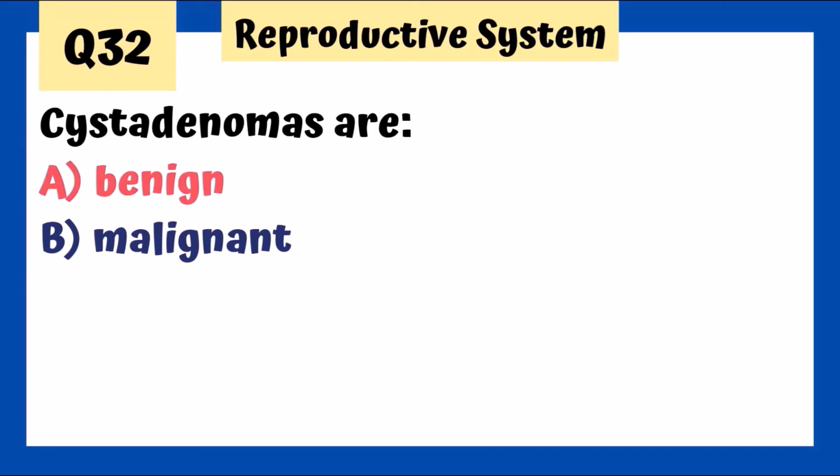Question 32. Cystadenomas are benign. They're benign. And there's a serous form and a mucinous form. Serous form is the most common form, and it's lined by fallopian tube-like epithelium. The mucinous type is large, lined by mucus-secreting epithelium.